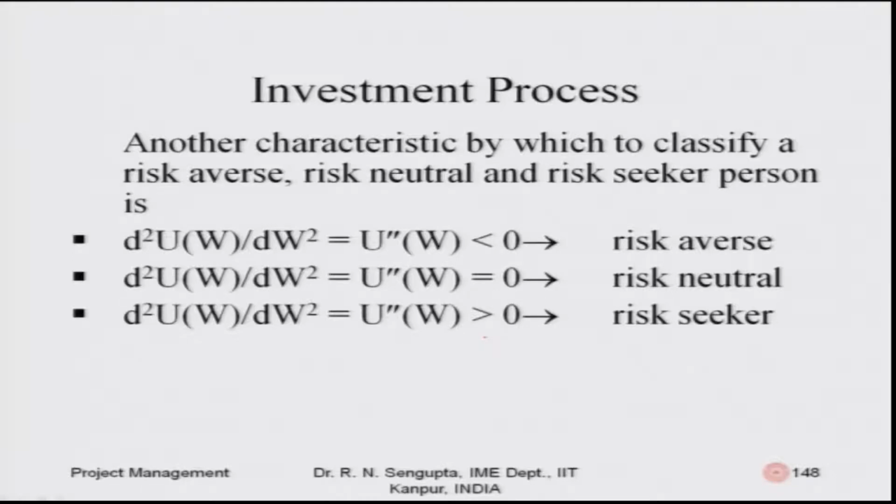If it is in the second bullet point, it is basically equal to 0, the person is risk neutral, and similarly for the third bullet point, it is greater than 0, the person is a risk seeker. We will see that using the concept of absolute risk aversion property and the concept of relative risk aversion property.